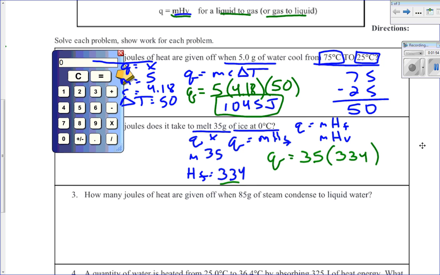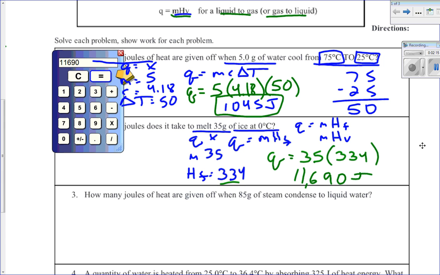So you plug this into the calculator, and it's just 35 times 334, and that's going to give you a large number here, which is going to be 11,690. And once again, you're calculating joules here, so you make sure you include the unit there.